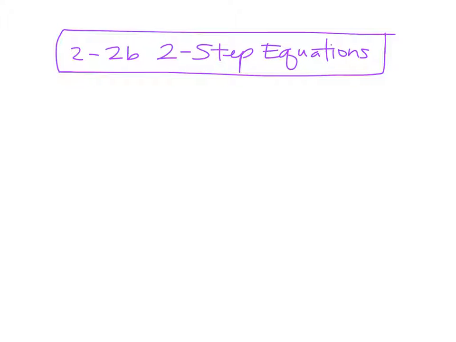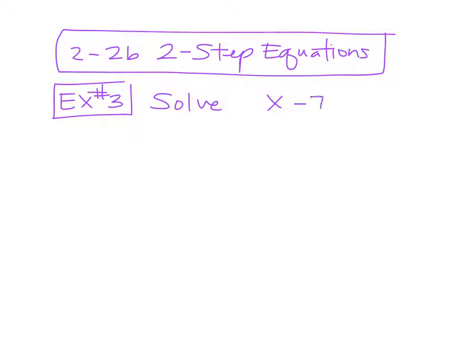So more two-step equations, yes. All right, so this is like example 3. And it is going to say, solve x minus 7 over 3 equals negative 12.